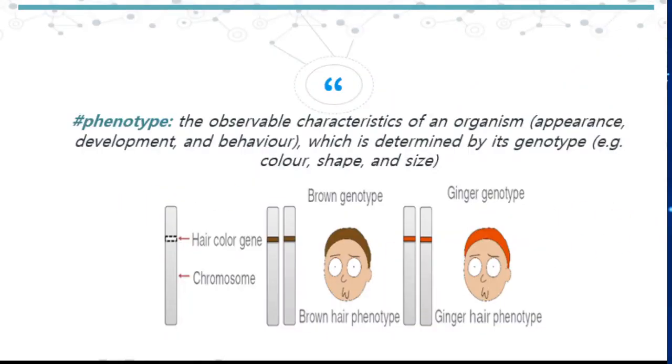So what is phenotype? It is the observable characteristic of an organism, which means the feature or characteristic that we have and that we can see. It can be the appearance, development, or behavior of the person, and it is determined by its genotype. For example, if this person has a genotype for brown hair color, then the phenotype is brown hair.